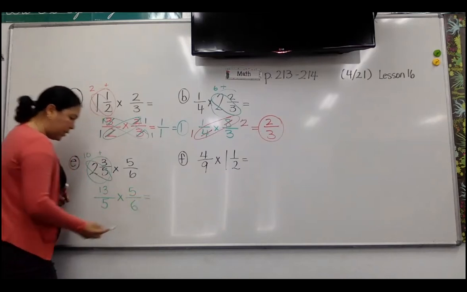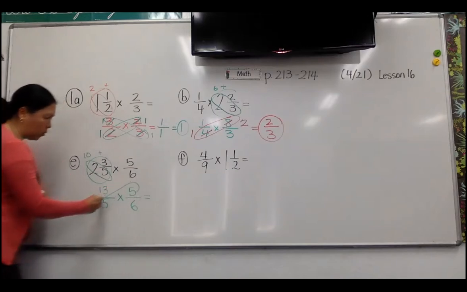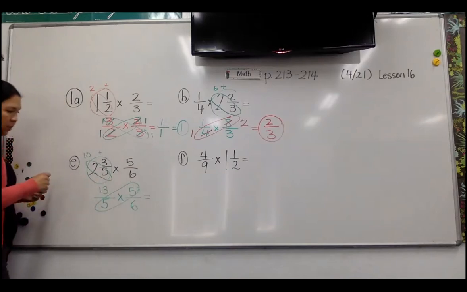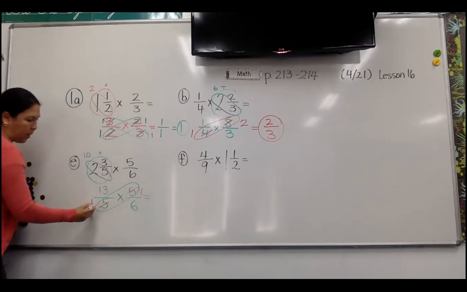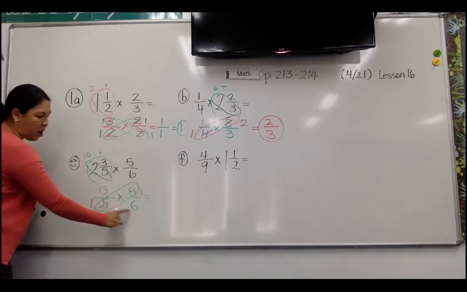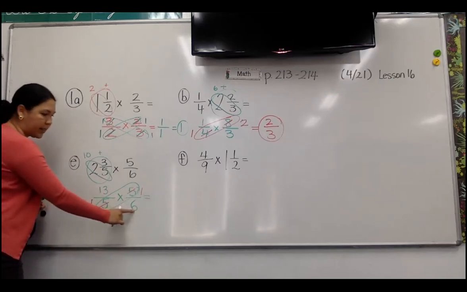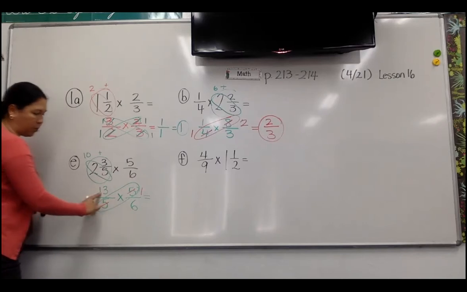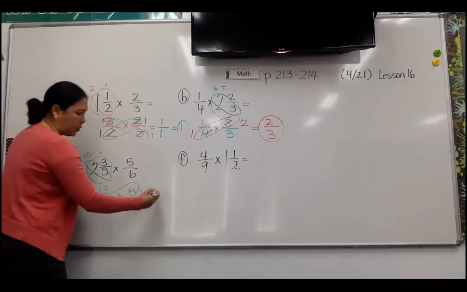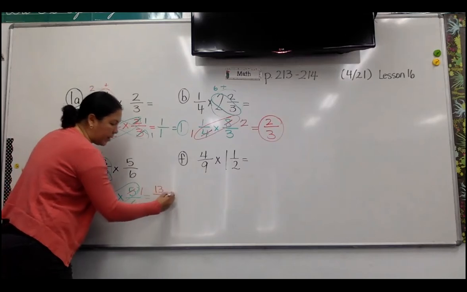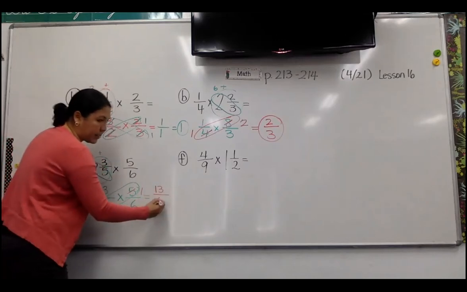Okay, now did you cross cancel? Hopefully you saw these 5s, right? 5 can go into 5 one time, 5 can go into 5 one time. Cannot cross cancel this. 6 can't go into 13, and 2 and 3 can't go into 13. So I'm just going to multiply sideways. 13 times 1 is 13. 1 times 6 is 6.